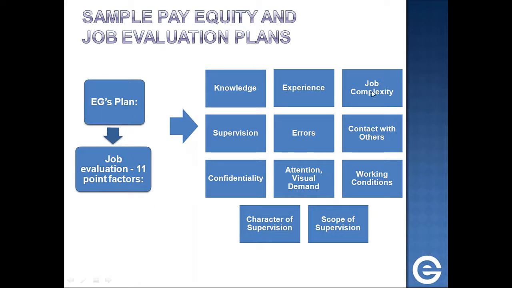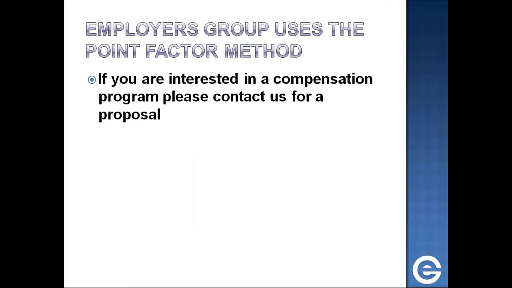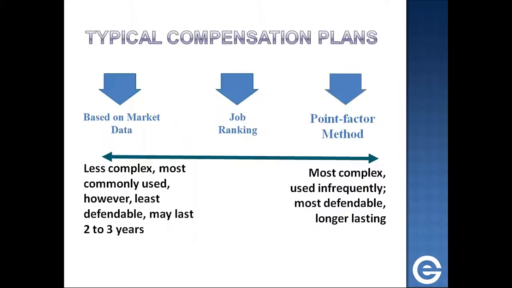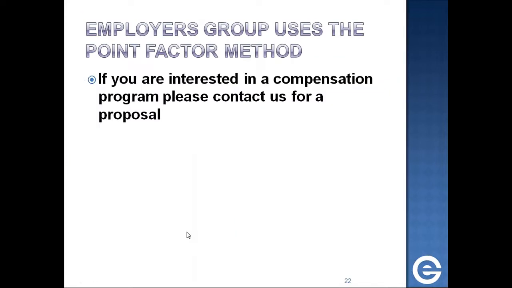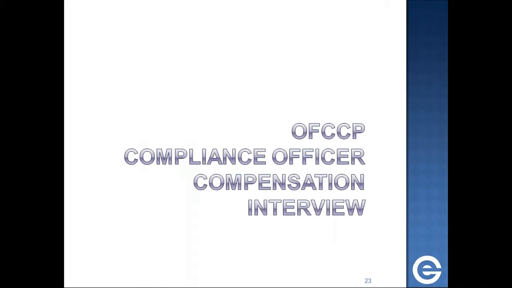So this is what we use. You take the knowledge, experience, job complexity, supervision, errors, contact with others, confidentiality level, attention to visual demand, working conditions, character of supervision, and scope of supervision. So this is just an example. You put all this together and you put point factors or value factors to each. So your point factor method would do this for every job title, and then you add values to each of those sections. So if you're interested in a compensation program, please contact Service 1 and they would have someone contact you.